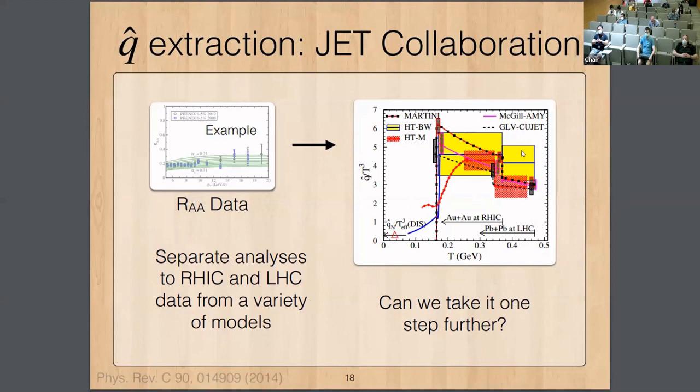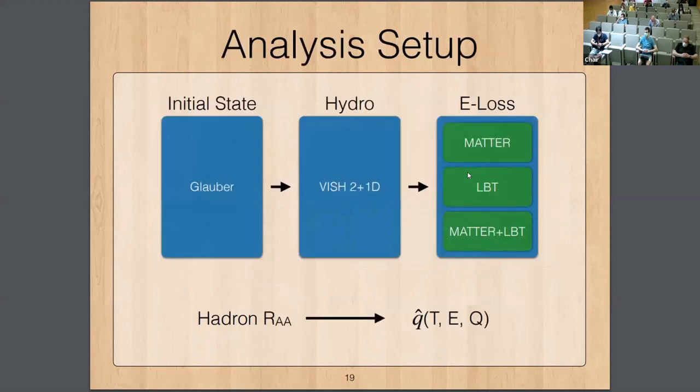So you can see that for different models, they extracted Q hat. And here, you can see there's a step-like structure for all the models. And this is basically because we extract RHIC and LHC separately and we stitch them together. And the question we want to ask is, can we take one step further and use a single unified Q hat description for both of them? Okay, and so that's the starting point of this analysis.